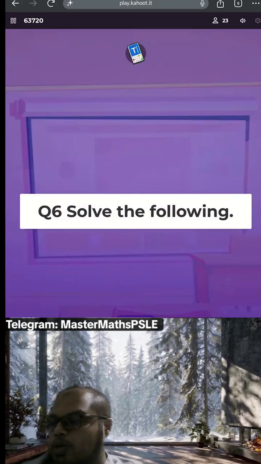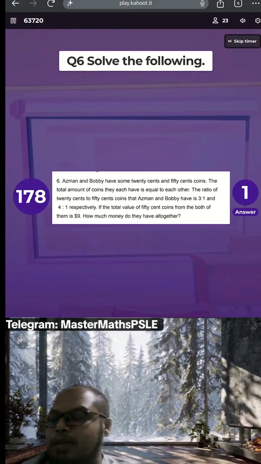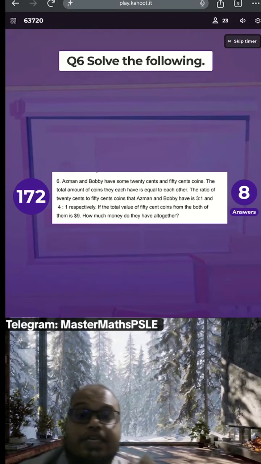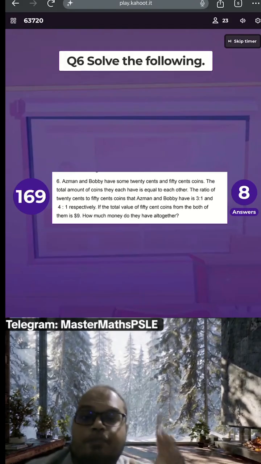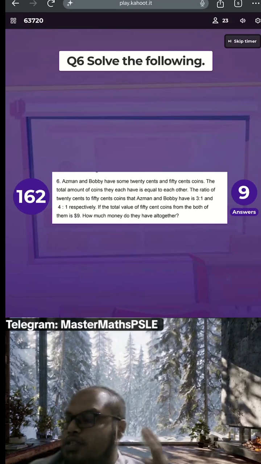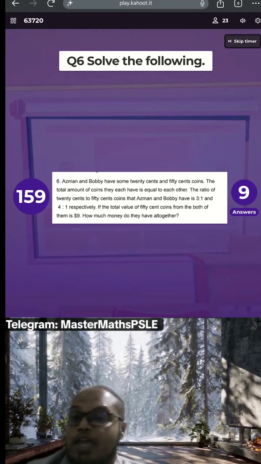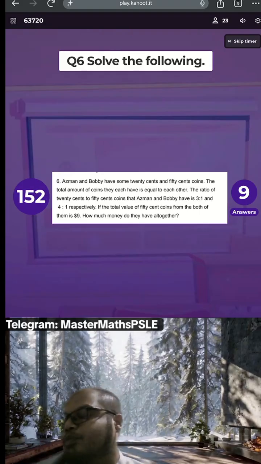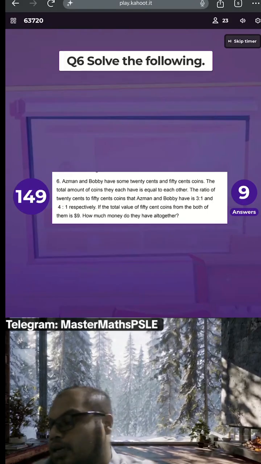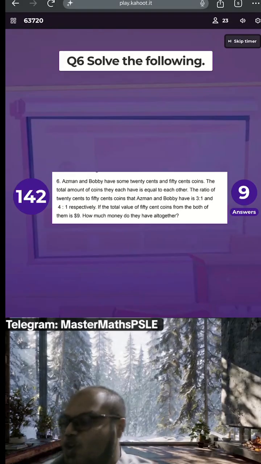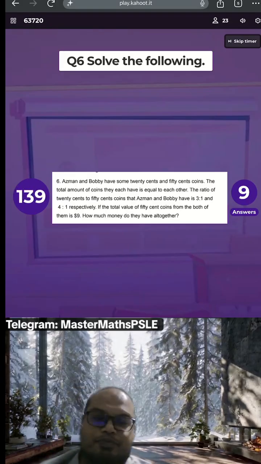Alright, now solve the following question. Azman and Bobby have some 20 cent and 50 cent coins. The total amount of coins they have is equal to each other. The hint here is that the total that they have is equal to each other. We got the ratio of Azman and Bobby's 20 cents to 50 cents, which is 3 is to 1 and 4 is to 1. So the total of these are supposed to be the same. Alright, so the hint is there. And they say that the total value of the 50 cent coins is $9. Okay, how much money do they have all together?